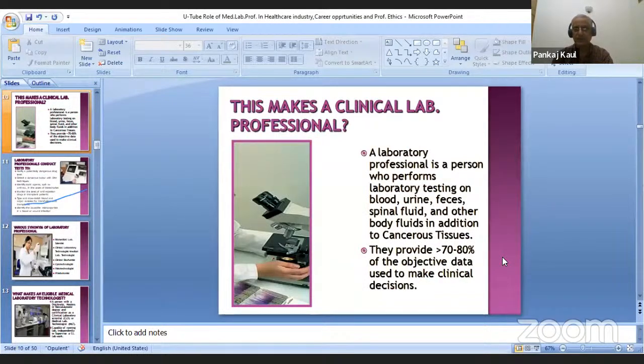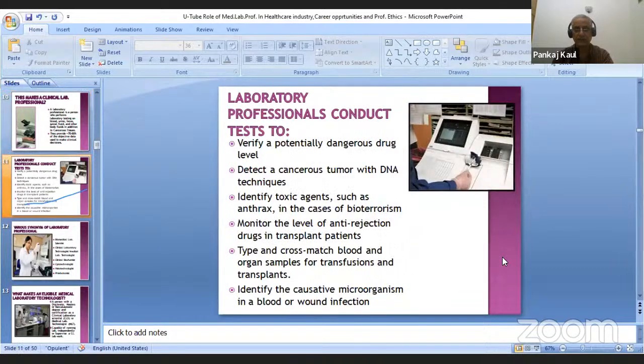A laboratory professional is a person who performs laboratory testing on blood, urine, feces, spinal fluid, and other body fluids, in addition to cancerous tissues. They provide more than 70 to 80% of the objective data used to make clinical decisions.